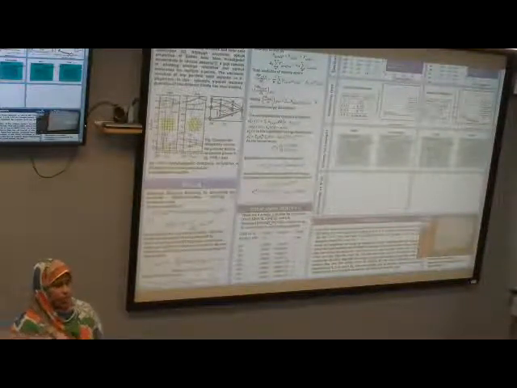Now I'm going to talk about how to select initial states for dynamics calculation. In order to do that, we used MATLAB code. And since we know we need Redfield tensors for calculating dynamics, we used the same MATLAB code for calculating our Redfield tensors.